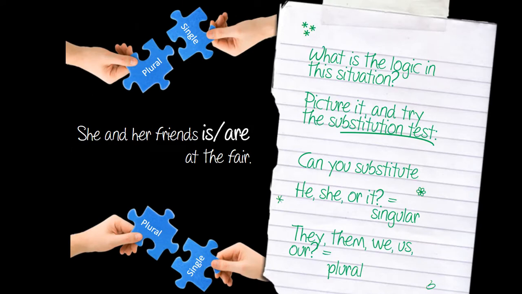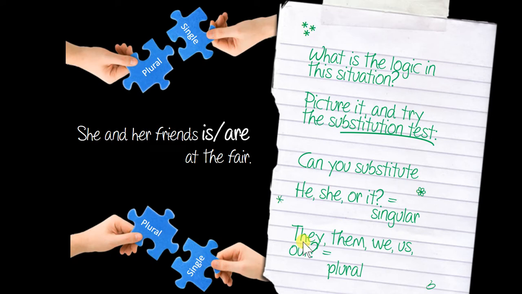Here's one that is a little bit tricky, not a whole lot. She and her friends is at the fair, or she and her friends are at the fair. Do we match to she? Do we match to her friends? Do we match to all of them? Well, what we do know is that really, who is at the fair? They are at the fair.